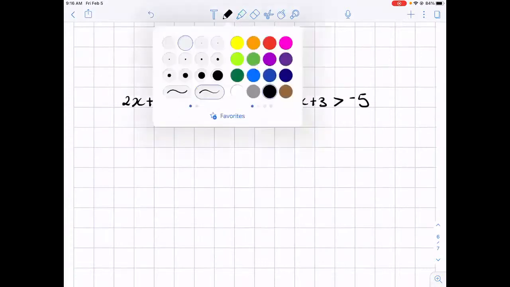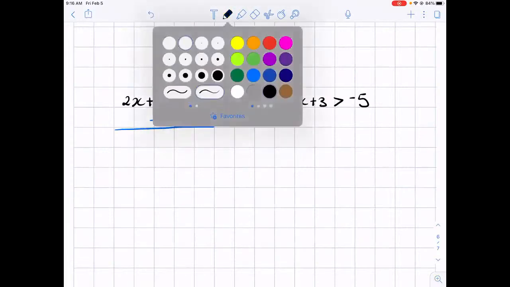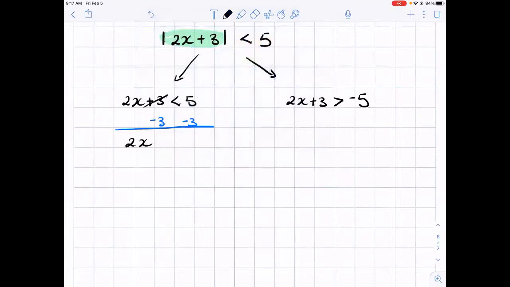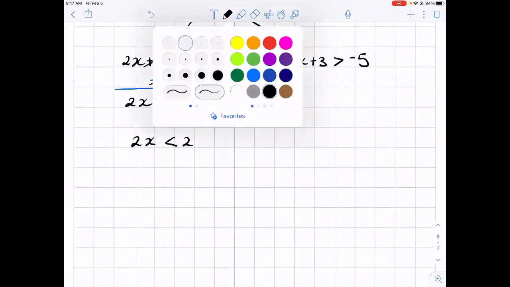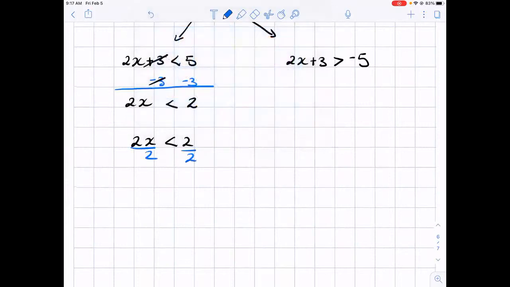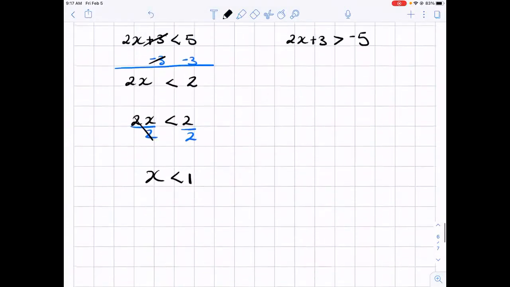So if we solve now, we have -3 on both sides. So that leaves me with 2x. The plus 3 and the -3 becomes 0. 5 minus 3 is 2. And then I will divide both sides by 2. And that leaves me with x is less than 1. So if x is less than 1, you should have an idea graphically what to graph. But let's finish up the other part.